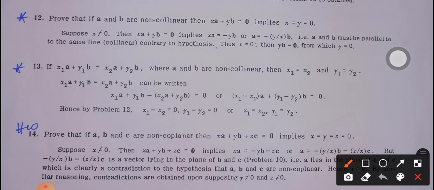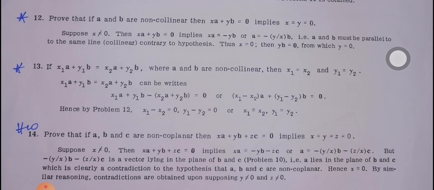Now if x is equal to 0, we can put this value over here. We get yb is equal to 0, and since b is a non-zero vector, y must be equal to 0 in this case. So this is what we had to prove in this question.